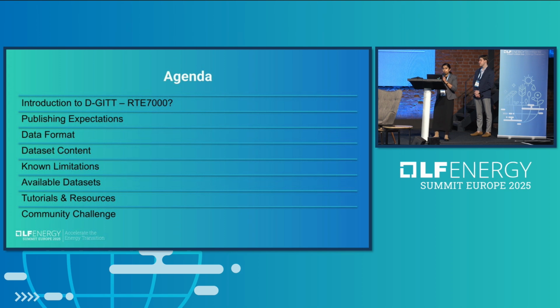In this session, we will talk about what the D-GITT and RTE7000 datasets are. We'll review the format, content, and known limitations, followed by Josep, who will present datasets and tutorials that are currently being built. And finally, we will talk about the community challenge around the dataset.